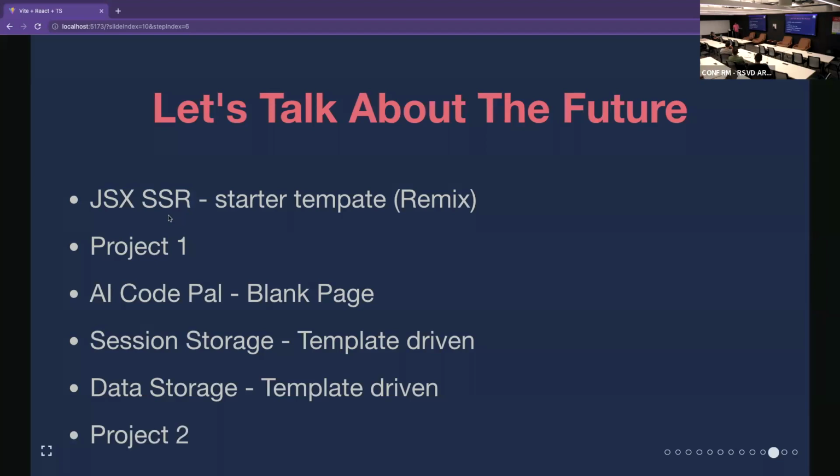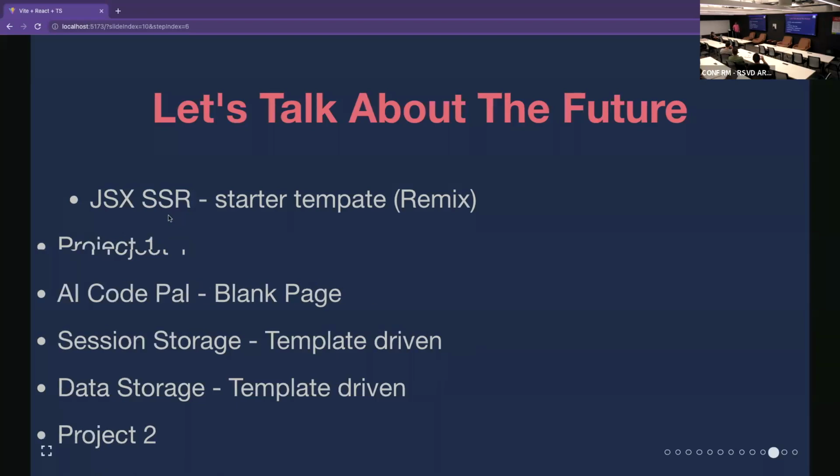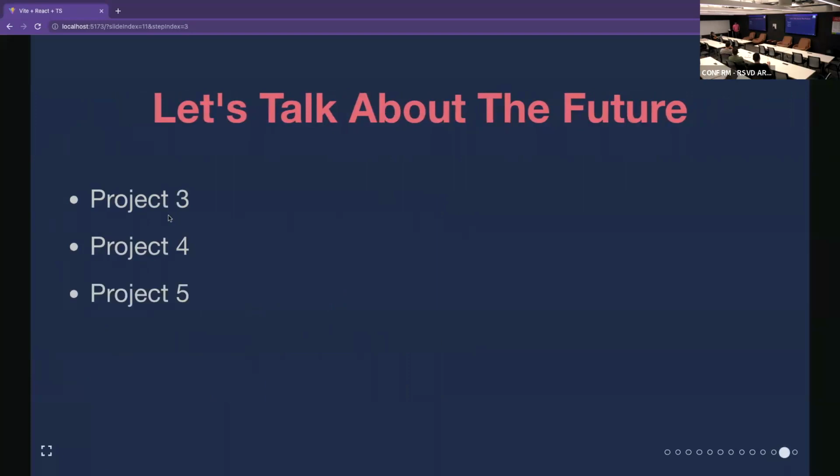And then project 2, right? We now have a back end. We have a database that can do something a little bit more substantial. So let's build another project. And then, I mean, what else is there to learn, right? The best way to learn is to do things. So we just do projects.